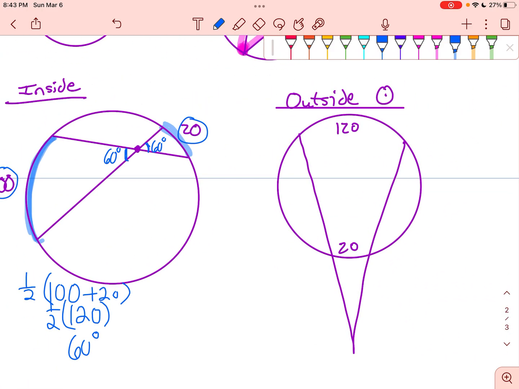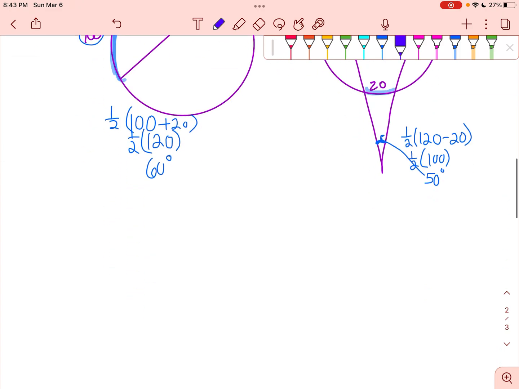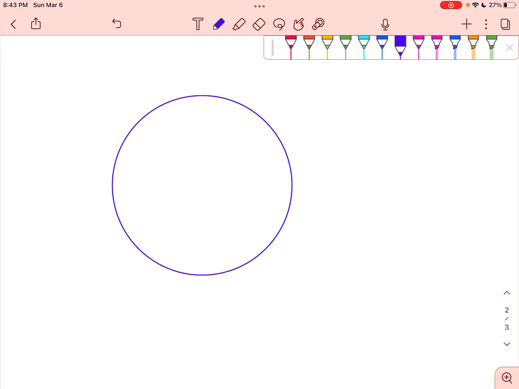If your angle is on the outside, okay, you're going to take your two intercepted arcs again, except this time we subtract them, so 120 minus 20, and again, then you're going to divide it by 2, or take half. So this one would be half of 100, which is 50 degrees. So this angle right here on the outside is 50 degrees. Now, of course, they're not always going to be that pretty. That was a secant problem.